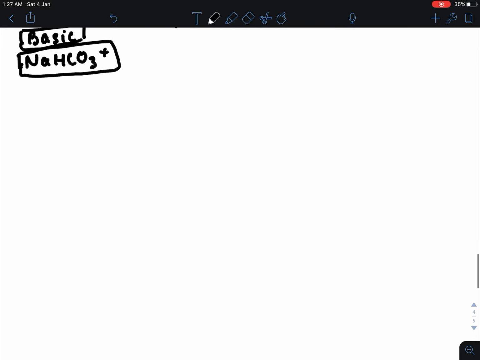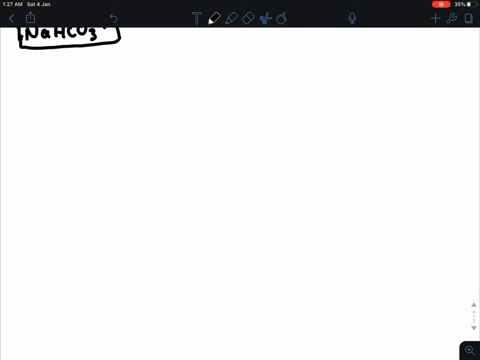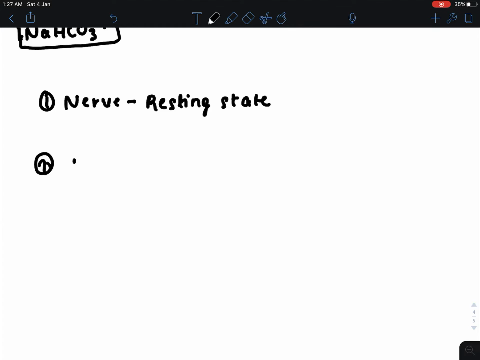Now the examiner is interested to ask a few questions. The first question he will ask is, what will happen if we give local anesthetics to a nerve which is in resting stage. And the second question which he is interested to ask is, what will happen when we give local anesthetics to a nerve which is repeatedly stimulated.